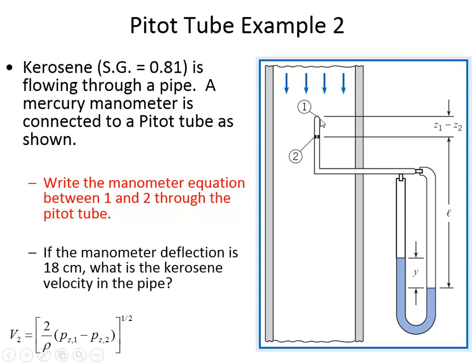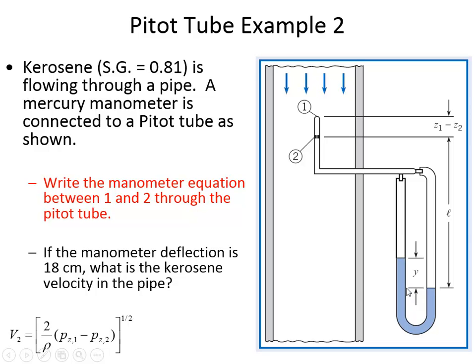So here's the route again. Starting at 1, going down through the center of the pitot tube, connecting to the stagnation pressure tap, going down through the manometer, and this is kerosene, and now the blue stuff is mercury. So now we're going through mercury, so the hydrostatic equation is going to use the gamma of mercury through that part.